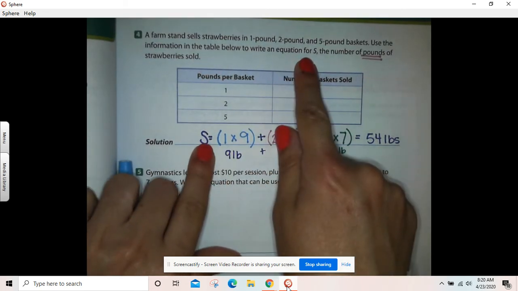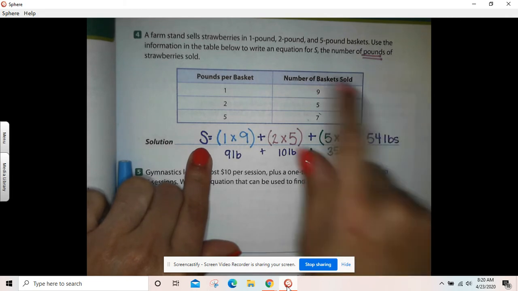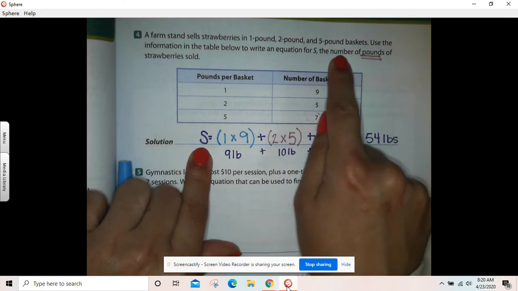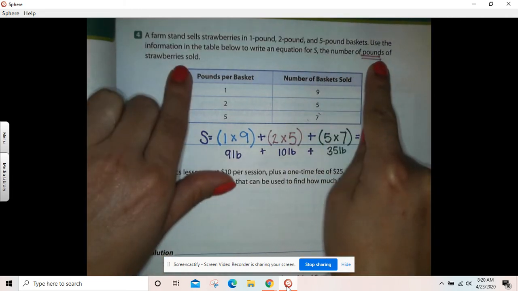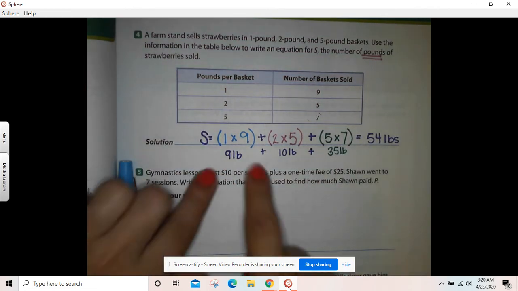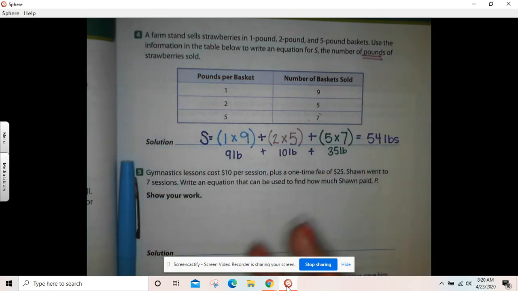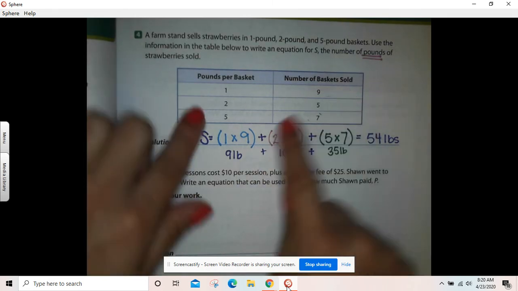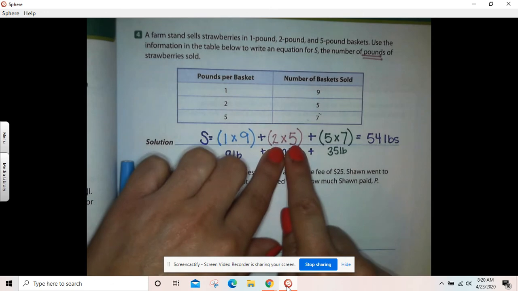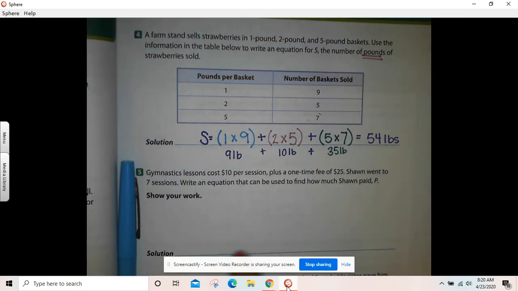In my equation, I use my variable. Check. Give yourself a smiley face if you've got your variable. Then I need to show the number of pounds of strawberries sold. So I could have done that maybe a different way, but to me this made the most sense because it kind of matched my table and I could see where everything was. So as long as you kept up with 1 times 9, 2 times 5, and 5 times 7, and then added those together, then you should have been pretty successful.